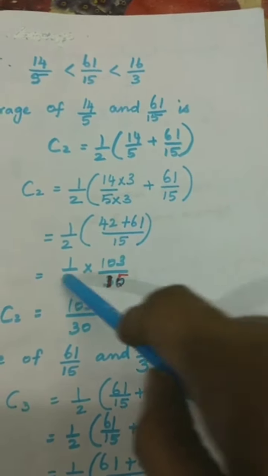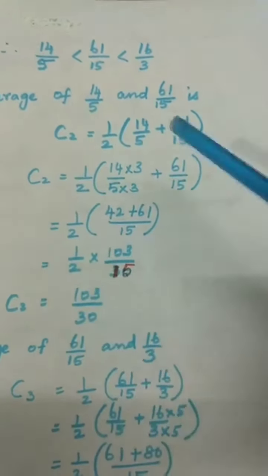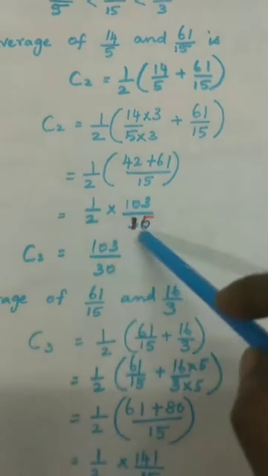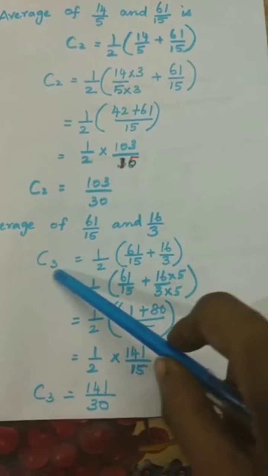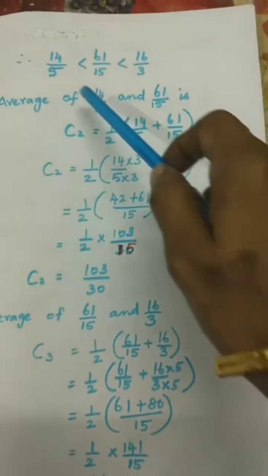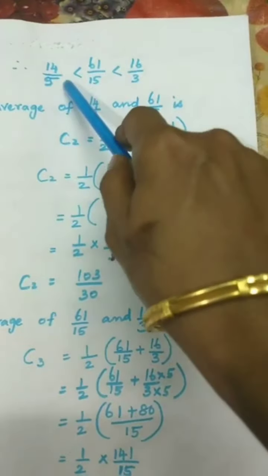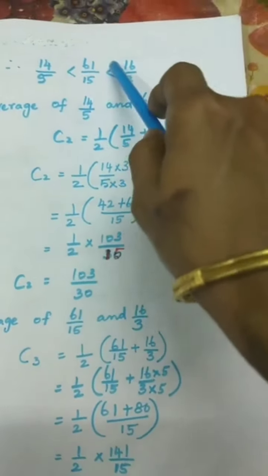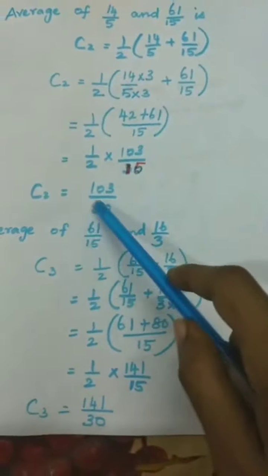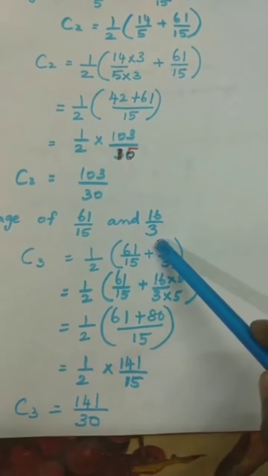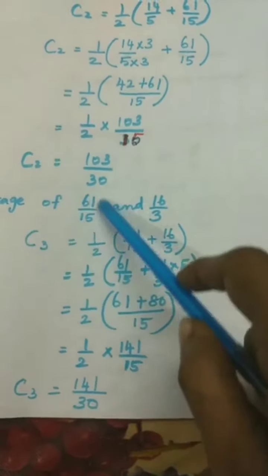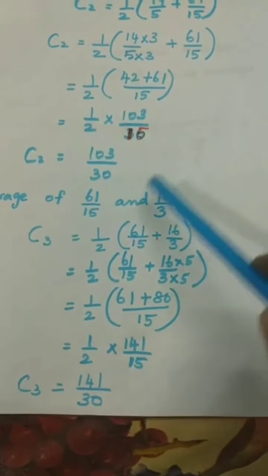You have to multiply these two. We cannot cancel anything here. So C2 is 103 by 30. And another one, C3, you have to find. So we have found one between these two and one between these two. Now we are going to find one between 61 by 15 and 16 by 3. So take this as A and this as B.